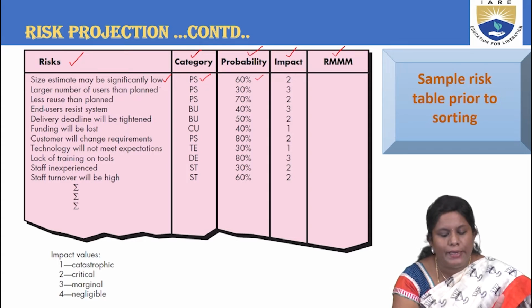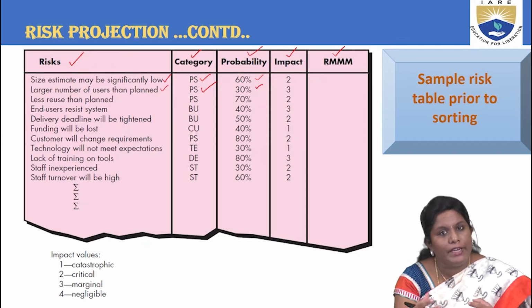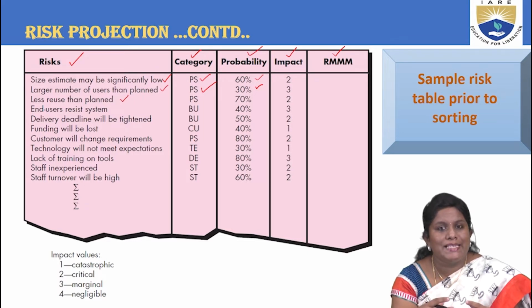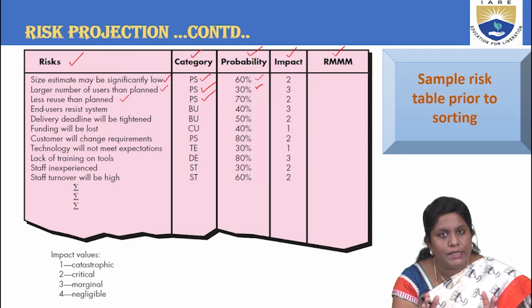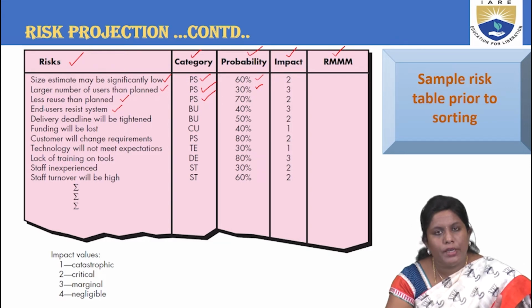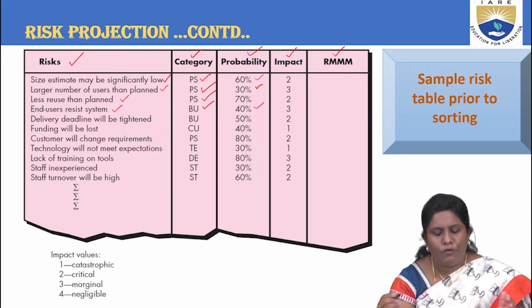And another risk could be there are more number of users. More number of users also comes under the project size, which is taken to be some 30%. So these probabilities will actually vary basing upon the project that we are trying to discuss. And you have planned some, or you are trying to reuse less amount of whatever you have planned. That also comes under the project size. Then end users resist system, meaning whatever is being developed, how much are the end users trying to resist those things. That is nothing but the business risks. It is leading up to some 40%.